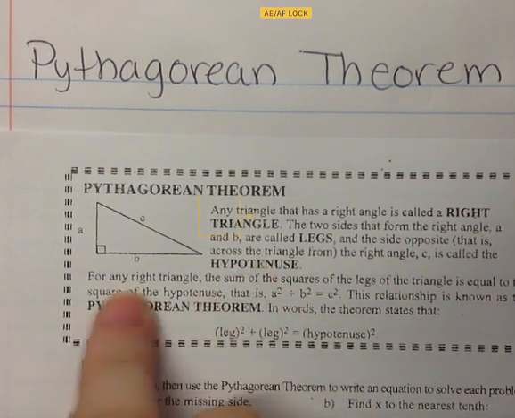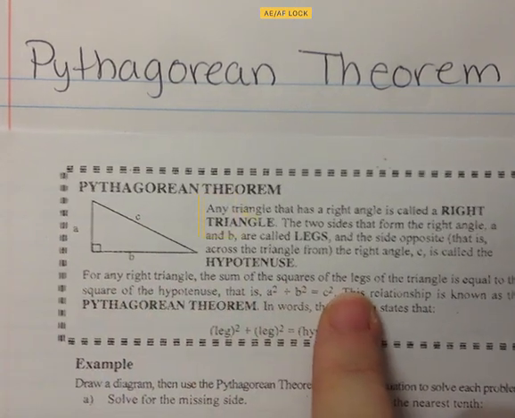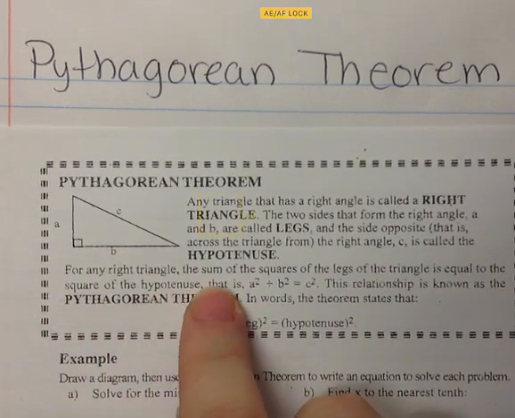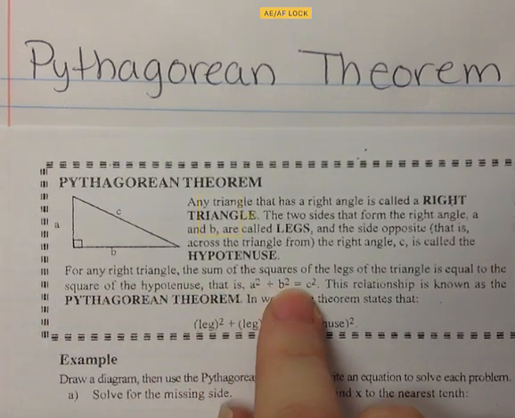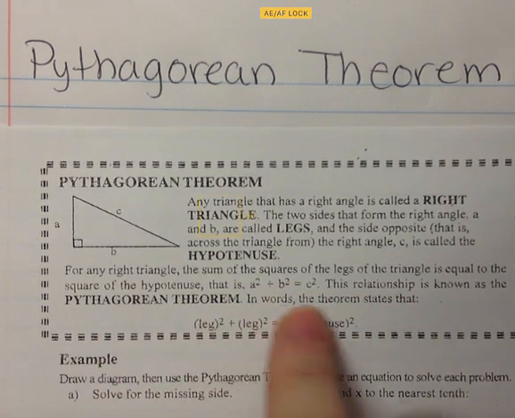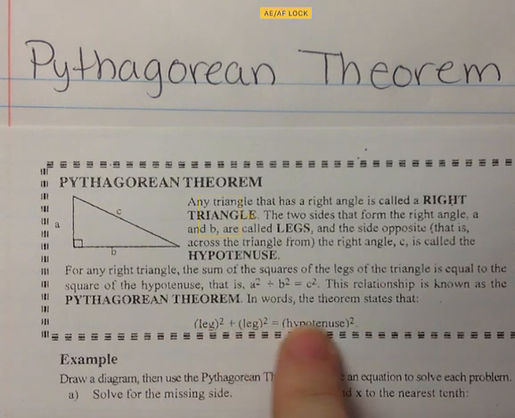So the Pythagorean theorem states that for any right triangle, the sum of the squares of the legs of the triangle is equal to the square of the hypotenuse. That means that a squared plus b squared equals c squared. This relationship is known as the Pythagorean theorem. So in words, the theorem states that leg squared plus leg squared equals hypotenuse squared.